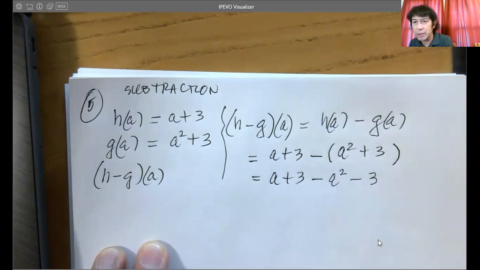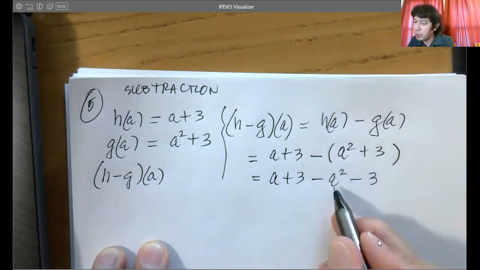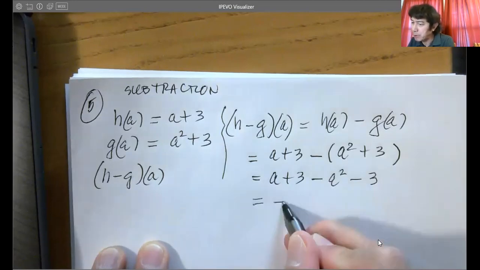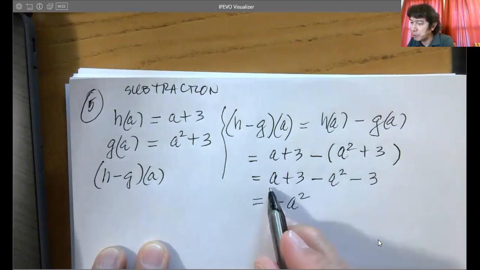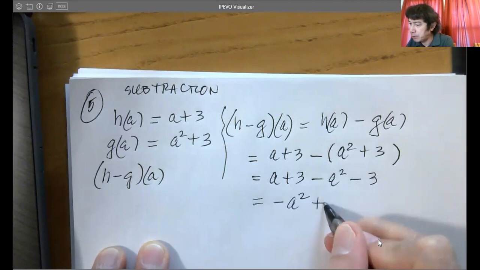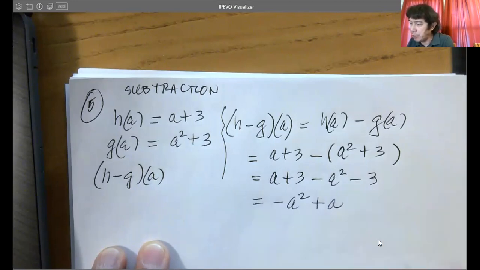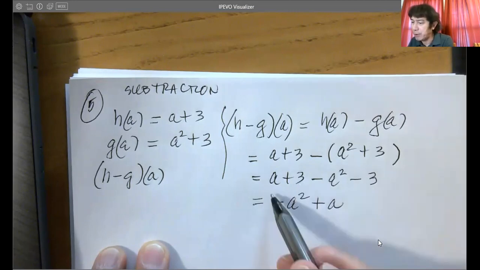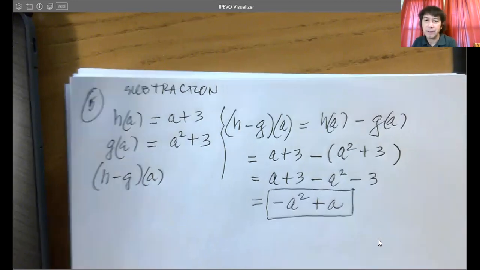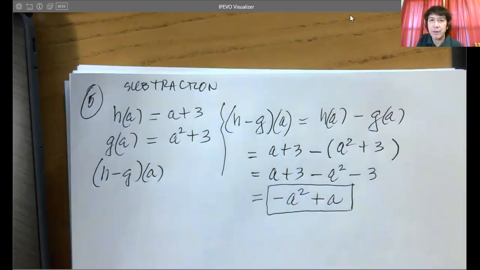And then we continue with combining like terms. The negative a squared will combine with nothing, so it will be negative a squared. The plus a here will not combine to anything also, so you will just rewrite it. And now 3 and the negative 3 cancel out to 0. So the final answer must be negative a squared plus a. Negative a squared plus a is our answer.